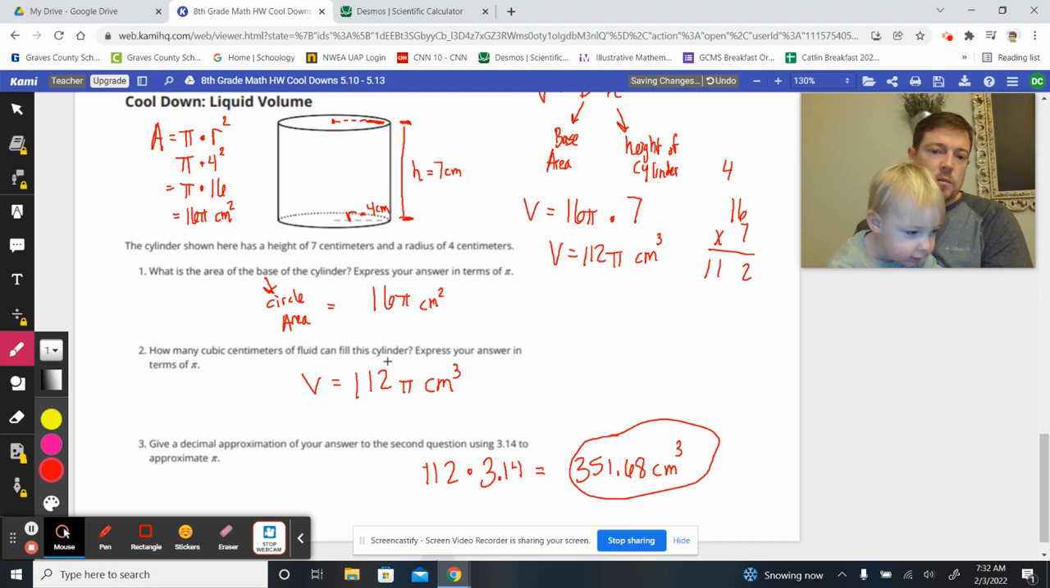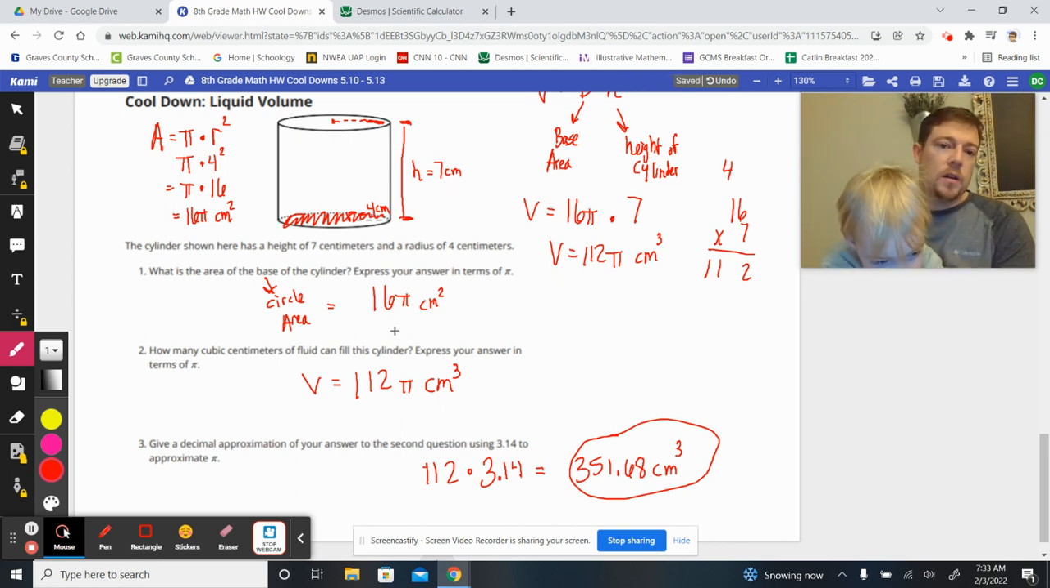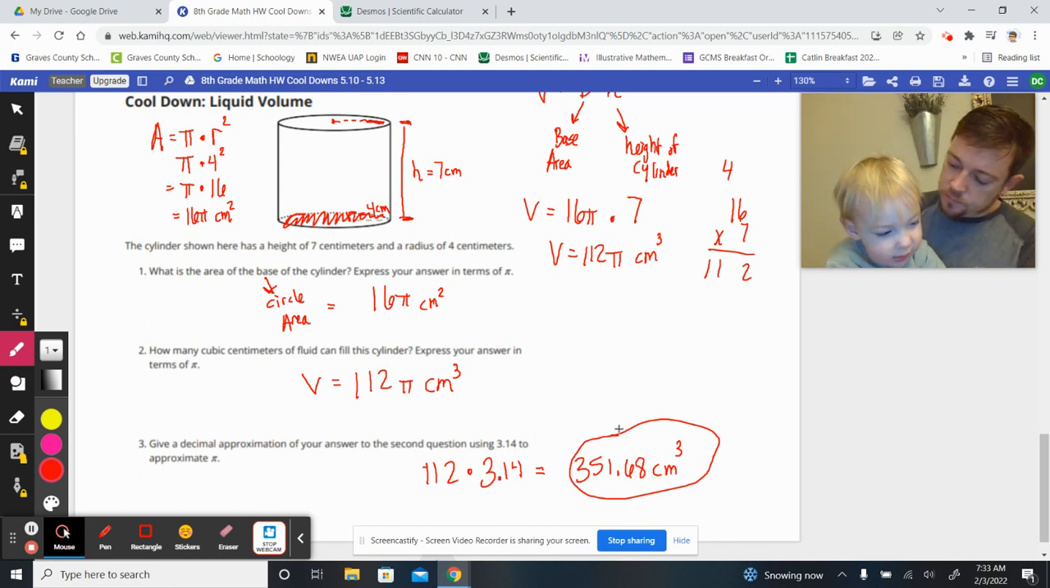Here's our exact answer in terms of pi. We got the 112 by multiplying the area of the circle by how tall it was. So think of it as you're finding the area of this disk, and then you're stacking that disk on top of itself 7 times. And so when you've got the area of the disk at 16 pi, 7 of those would make 112 pi. And then, of course, multiplying out to find our approximation.